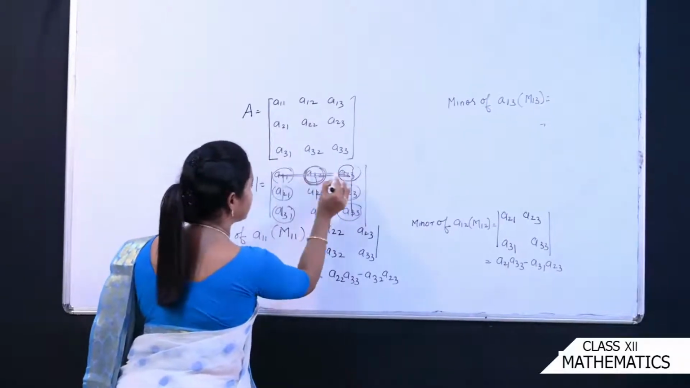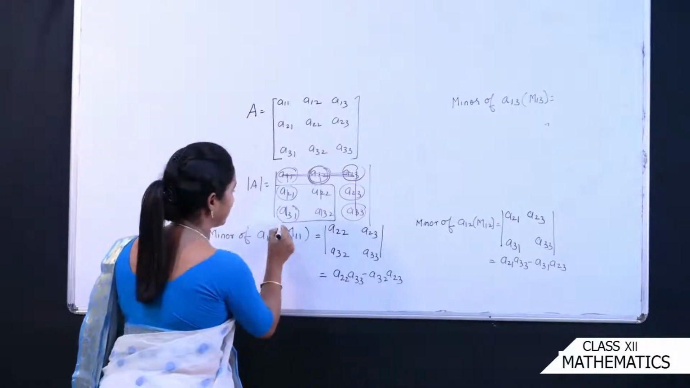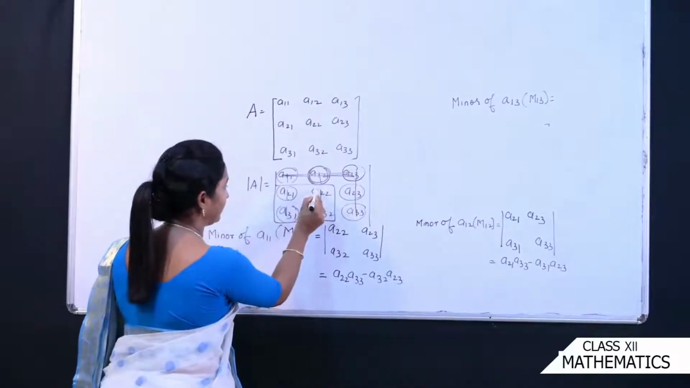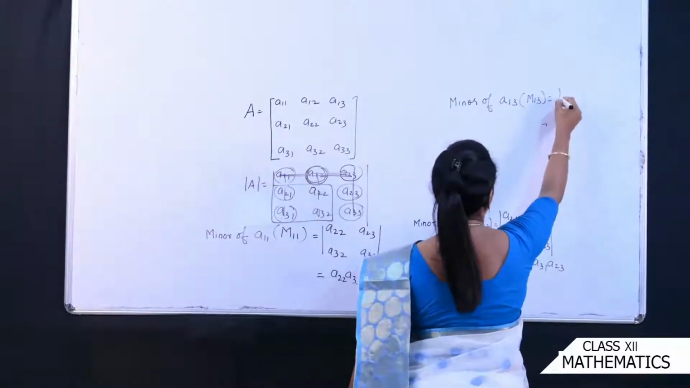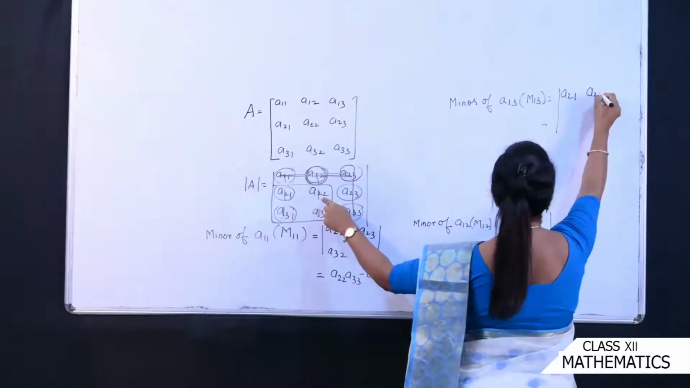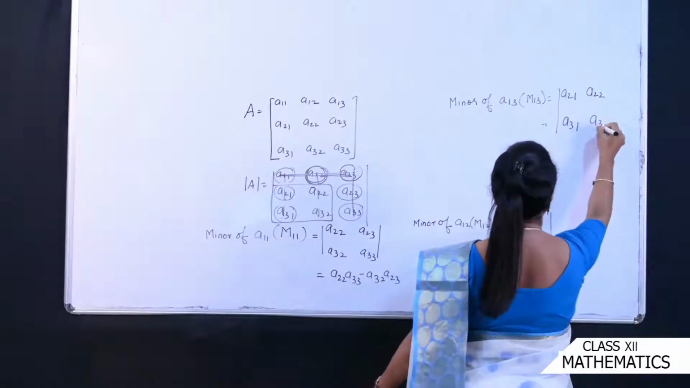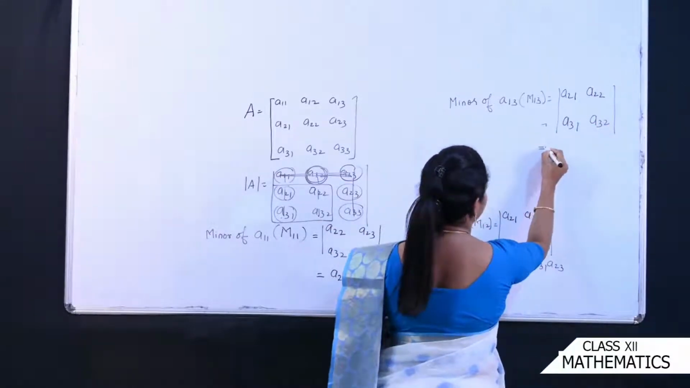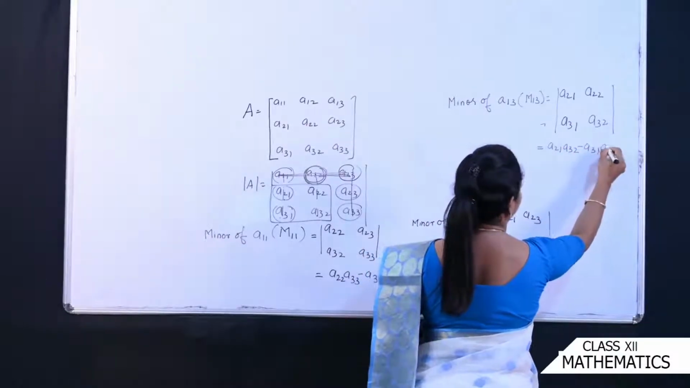ठीक है? A13 first row में आ रहा है, last column में आ रहा है. What is left out? ये part आपका बचा हुआ है. What is this? A21, A22, A31 and A32. तो उसको हम यहाँ पे लिखेंगे. What you'll get normally? A21, A22, A31 and A32. ठीक है? इसको अभी हम क्रॉस मल्टीप्लाई करेंगे. A21, A32 minus A31 and A22.